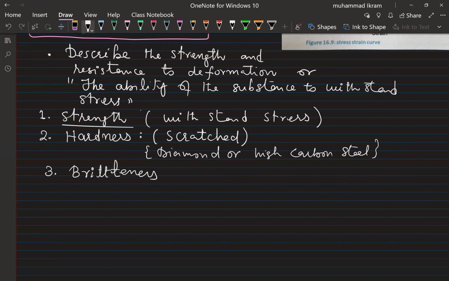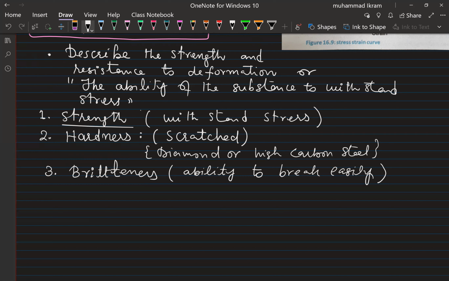The brittleness of the material is the tendency to break easily or suddenly without developing any necking first. So it is the ability of the material to break easily without developing any necking, right? That is the point CD close.